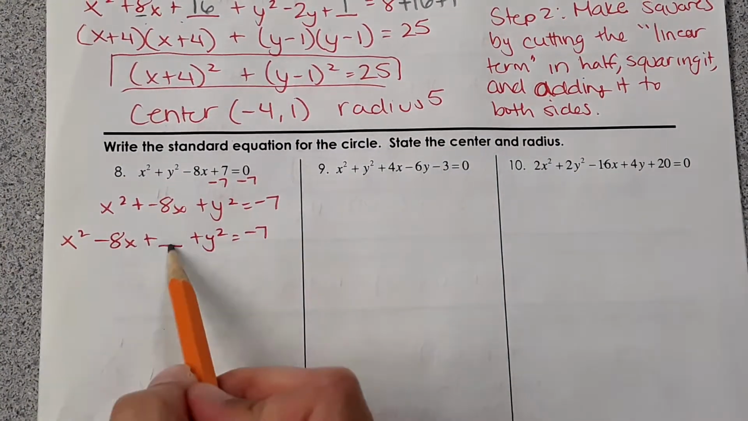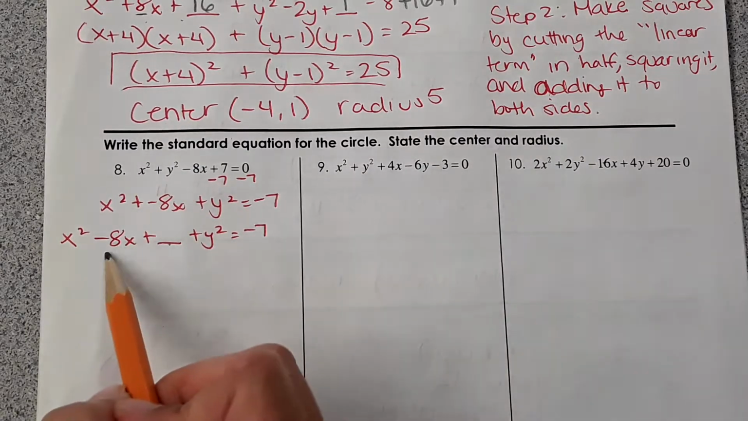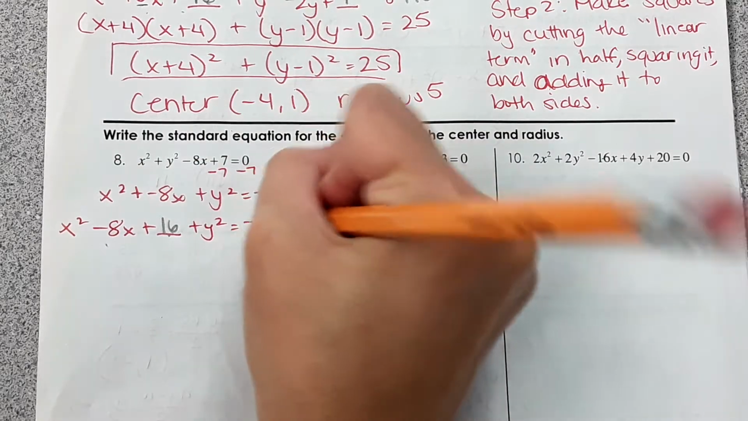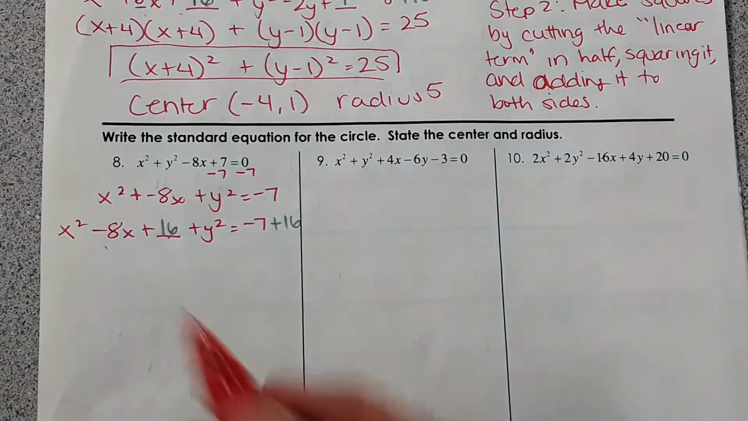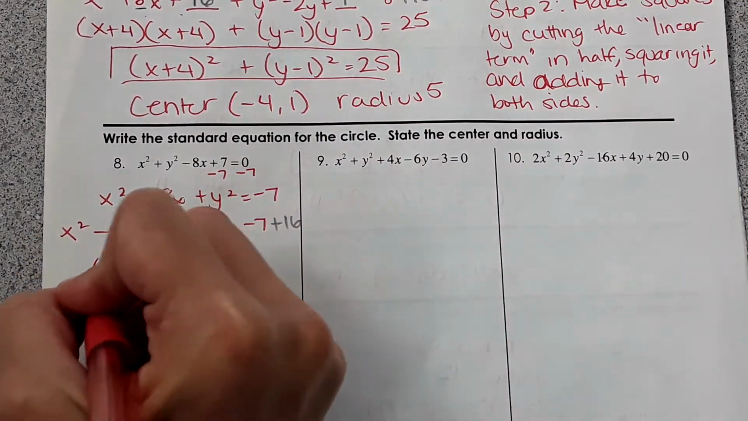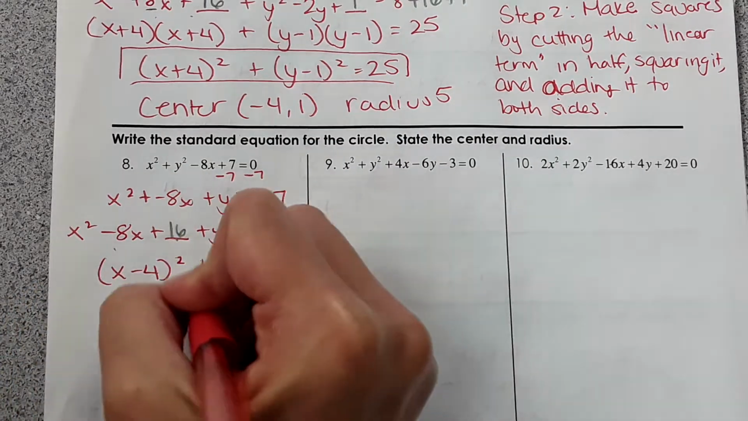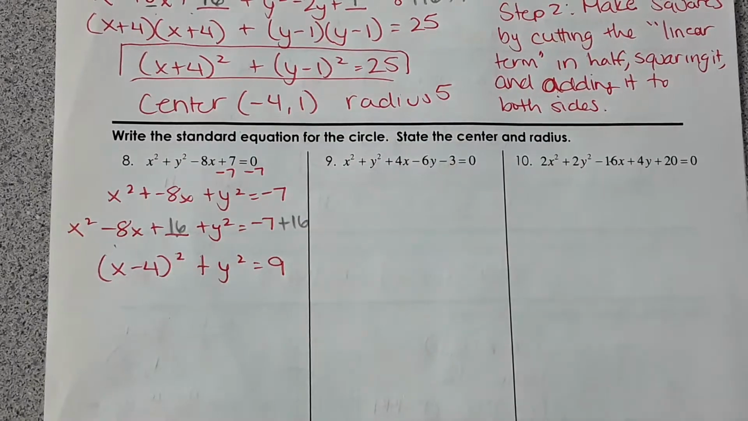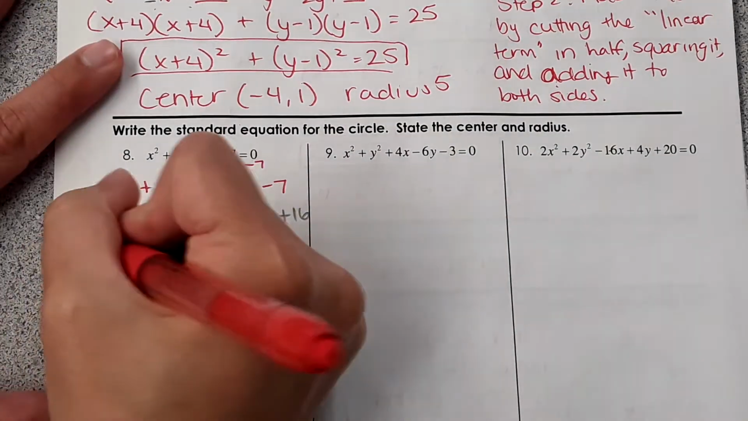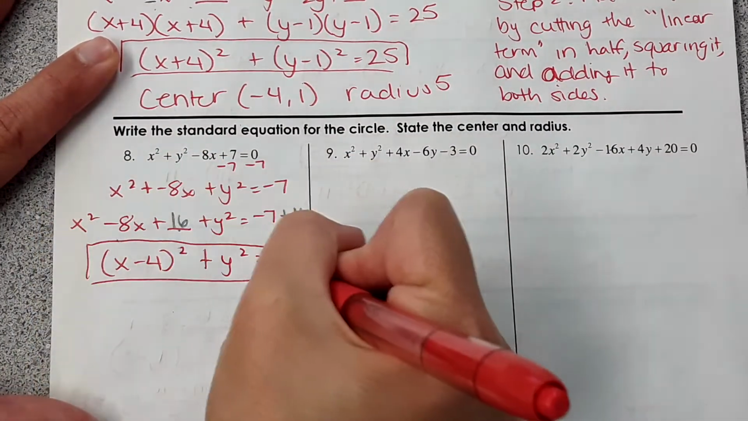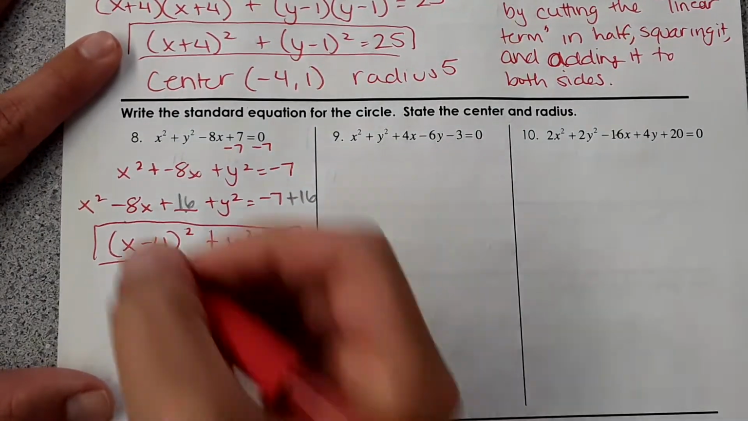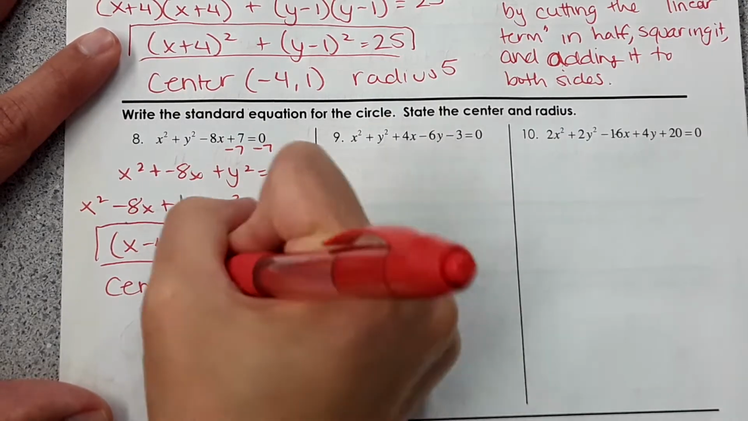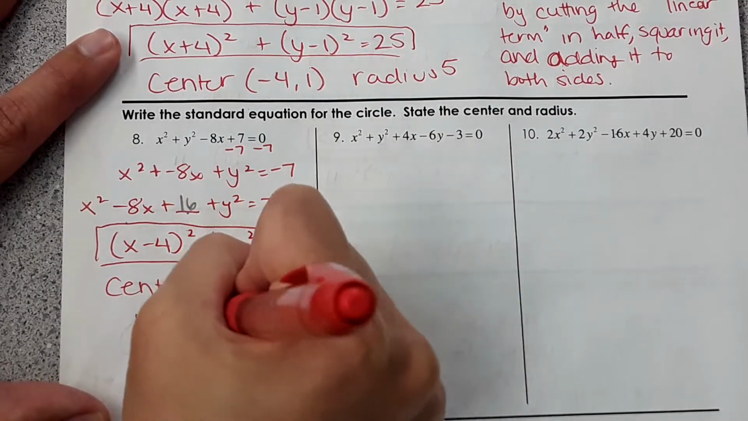To get what goes in the blank, divide this by 2, so that would be -4, square it to get 16, and add it to both sides. So then your factor would be x minus 4 squared plus y squared equals 9. That's your standard form, you're done. The center is 4, 0, and your radius is 3.